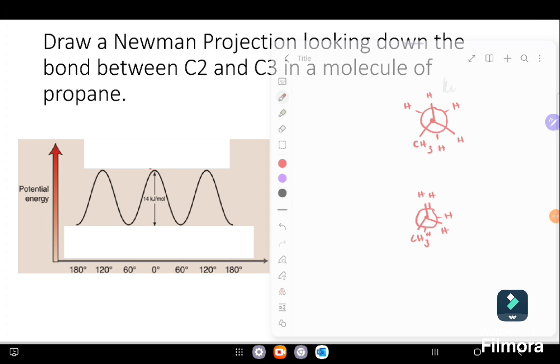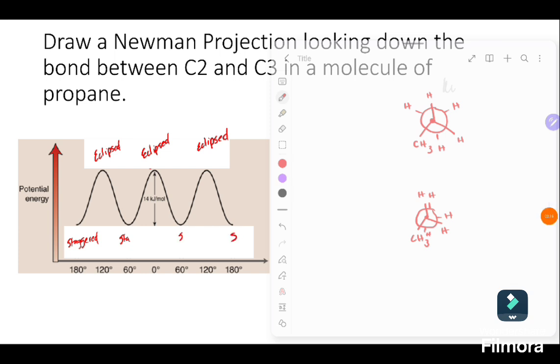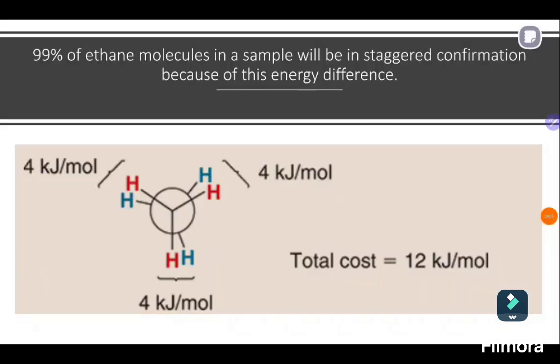And of course, this would be the higher energy conformation, and so you would draw the eclipsed conformation in these spots to complete the diagram. And the staggered conformations in these spots to complete the diagram.